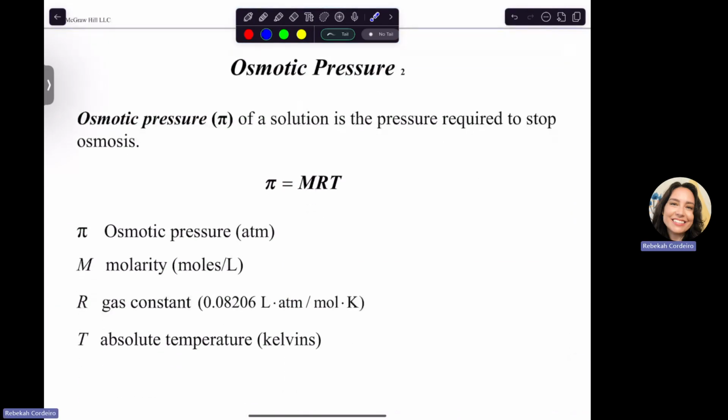Osmotic pressure is given by the symbol pi, and it is related to the molarity, the concentration of the solution, the gas constant, this is your old gas constant with the liters and atmospheres, moles and kelvins, and then the temperature, of course, in Kelvin to match the units of R. So you can see how we can get moles per liter out of that gas constant there.